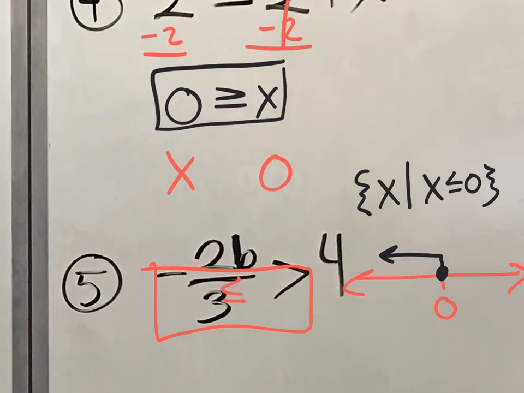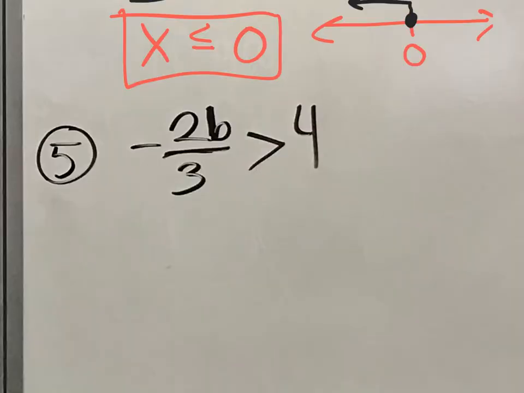Moving on, number 5. Okay, so we want to solve this one. What do I do first, Ivy? Multiply by 3, okay. Brian, what would I do next? Multiply on the other side, also by 3. Okay, good. And then Janisa?